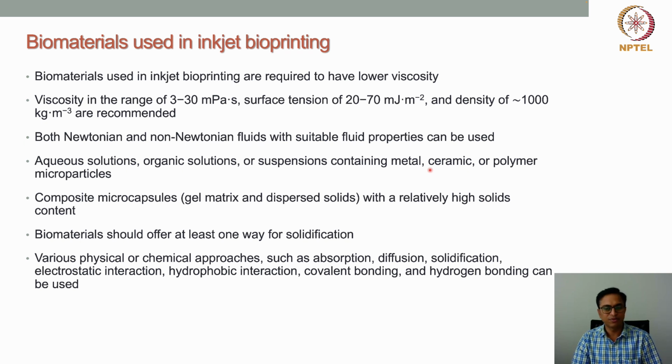There can be hydrophobic interaction, covalent bonding, and also hydrogen bonding. So all these different types of approaches can be used for transformation of the liquid drop to solid, so that we can use inkjet 3D printing for printing 3D structures, right? So these are the different properties of the biomaterials that should be there to be used for inkjet 3D printing.